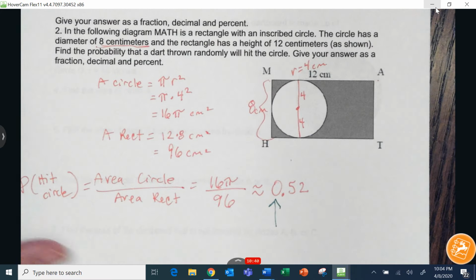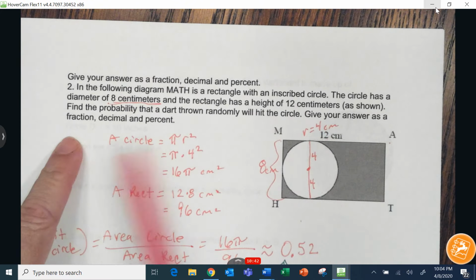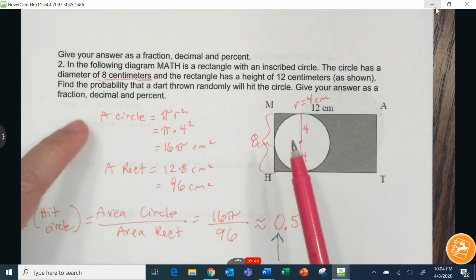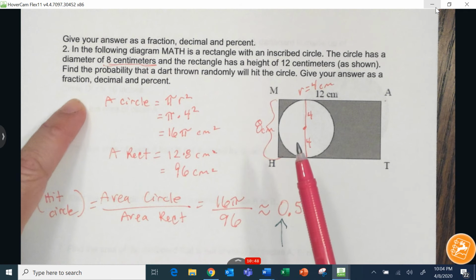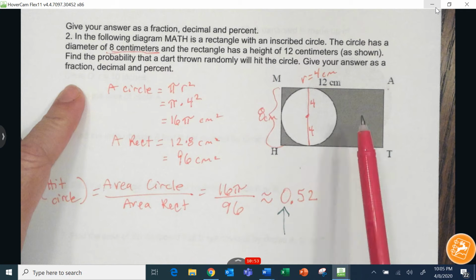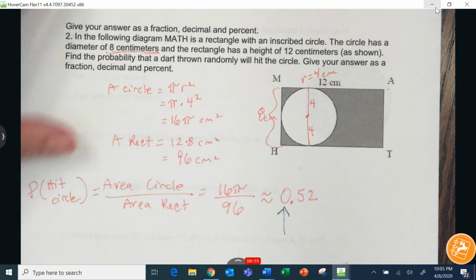This also does say, give your answer as a fraction, a decimal, and a percent. And I'm not really going to take time to do every single little thing that it says on this worksheet because the only thing I'm asking you to do in your assignment is the decimal. So we're just going to ignore the rest of it for this lesson.